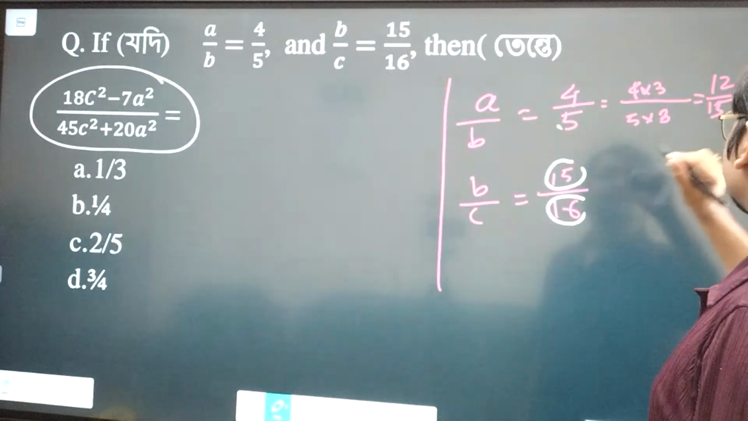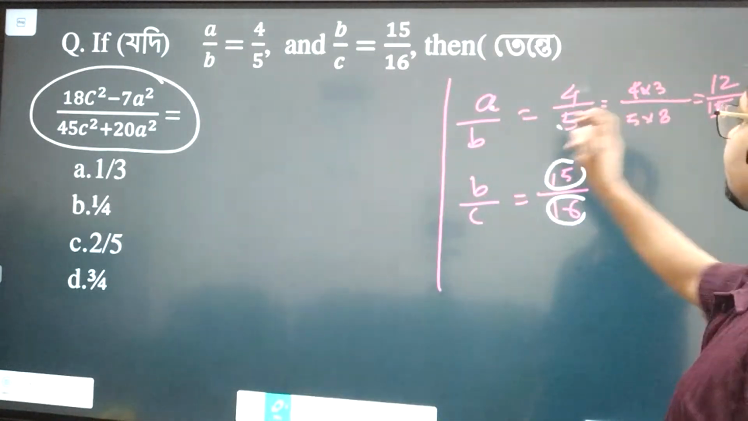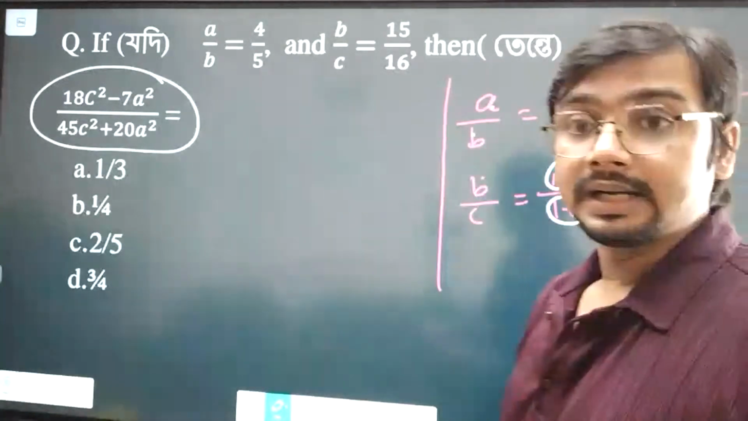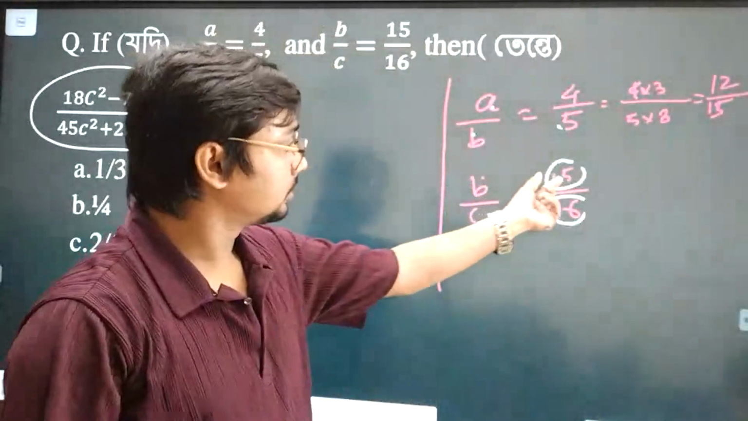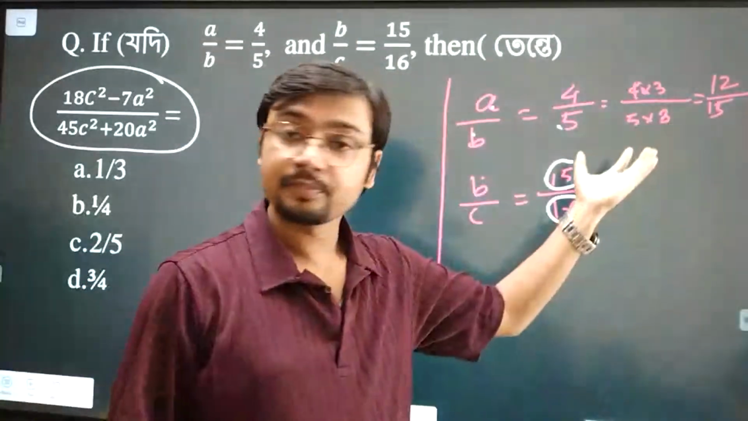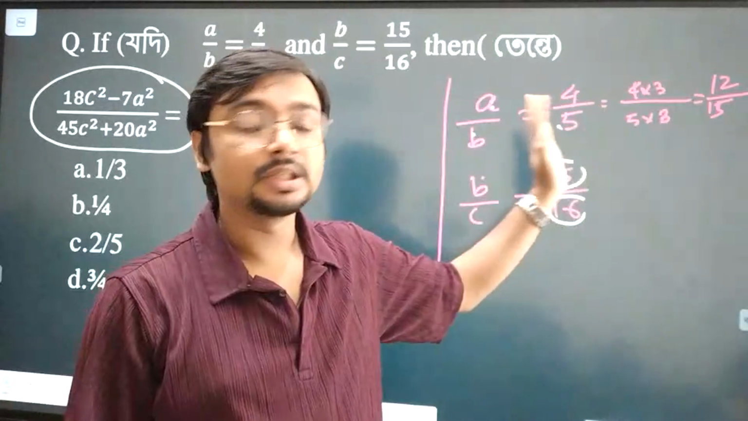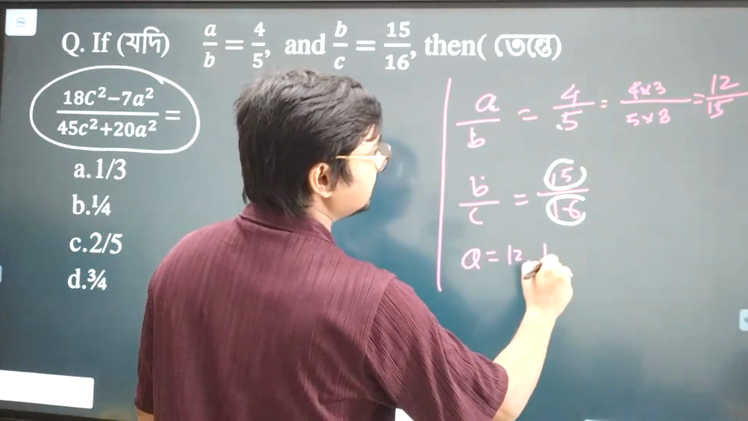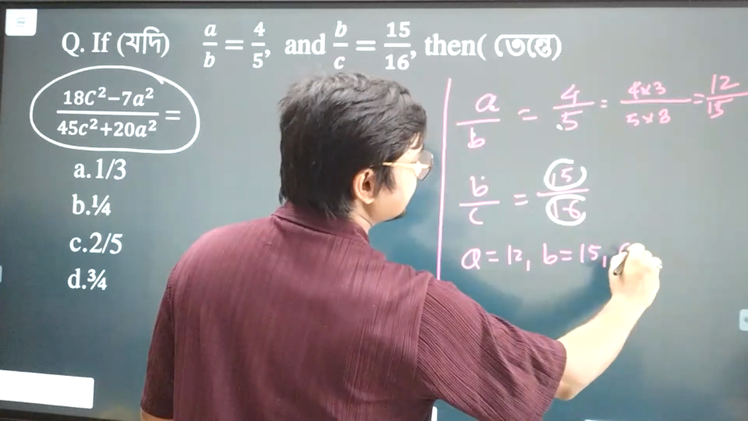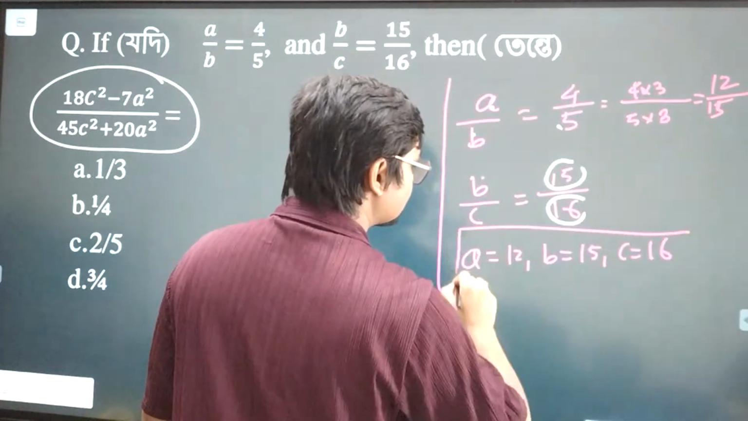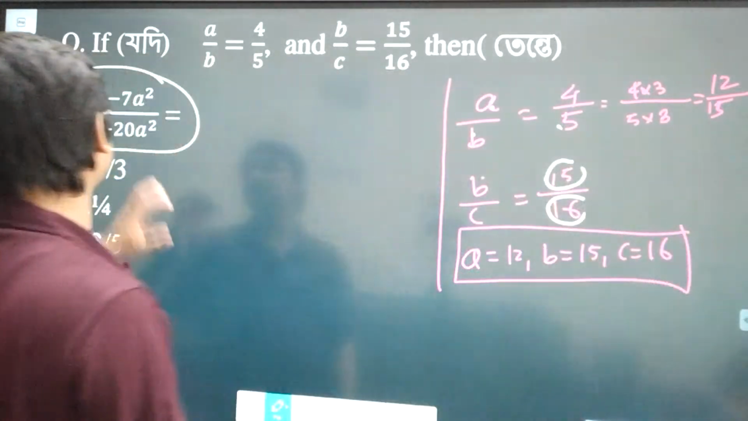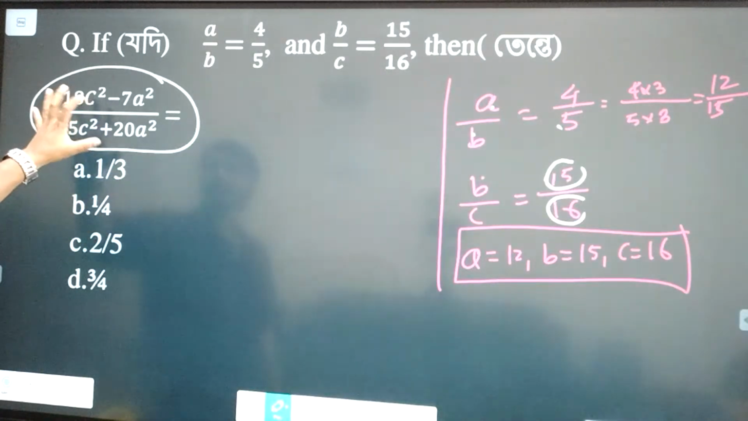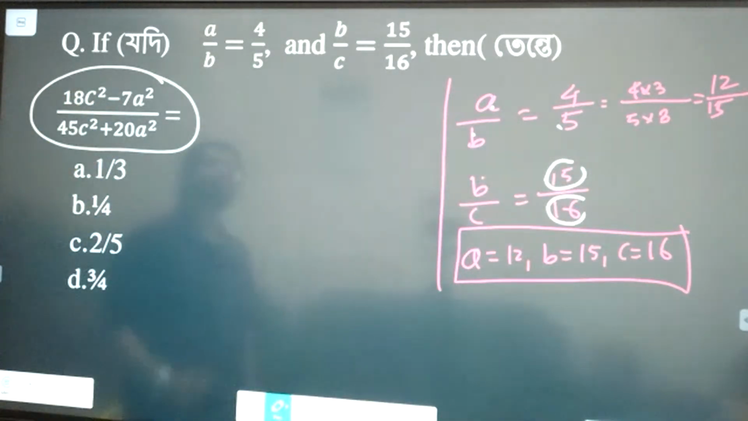Now you see, now we can choose. A is 12, B is 15, here also B is 15, C is 16, right? So you see, now both the values are the same here. So now we can choose here: A is 12, B is 15, and C is 16. So now we have these values. Just put them here, you will get the values. Is it okay?